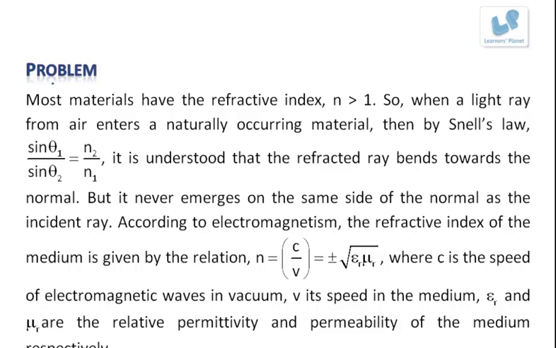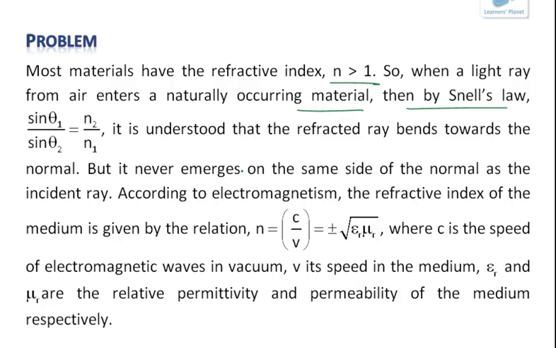Now the next passage based problems. First we'll go through the passage. Most materials have a refractive index which is more than 1. So when a light ray from air enters a naturally occurring material, then by Snell's law, sin theta 1 by sin theta 2 is equal to n2 by n1. It is understood that the refracted ray bends towards the normal, but it never emerges on the same side of the normal as the incident ray.